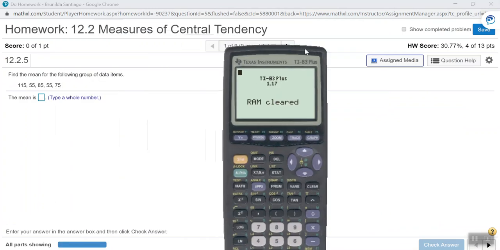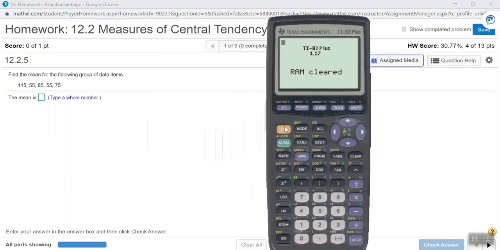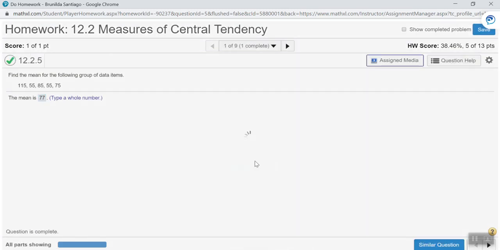What you will do in this exercise, you can use a graphing calculator or you can use your scientific calculator. So we're going to add 115 to 55 to 85 plus 55 plus 75. So you add all of those. We have 5 data, so we divide it by 5, and the solution is 77. So we'll check the answer. Okay, and we go to the next question.